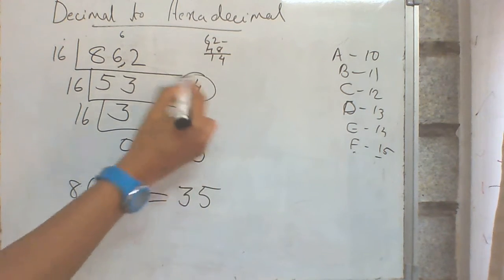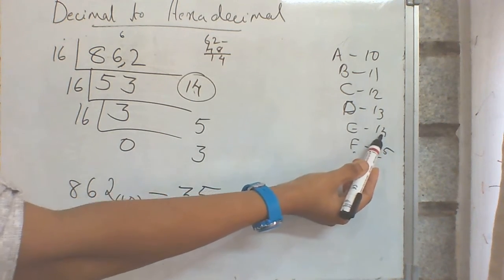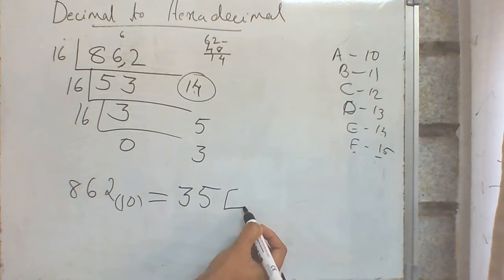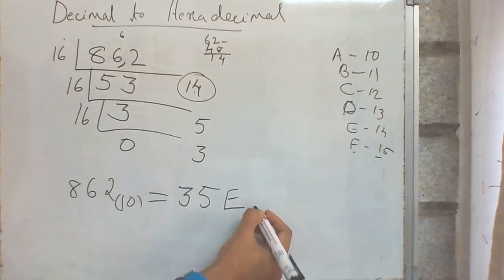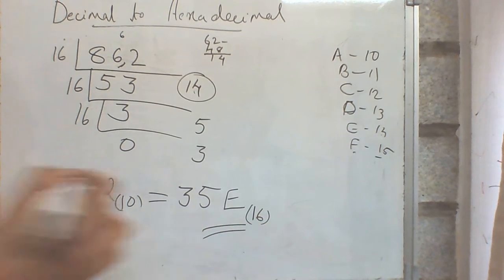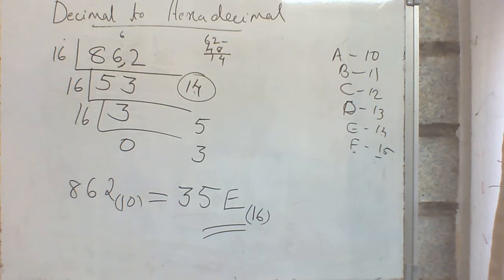Instead of this 14, which one do we need to write? E. 14 is represented in hexadecimal as E. Okay. Then what is the base radix? 16. So 862 base 10 is equal to 35E base 16.